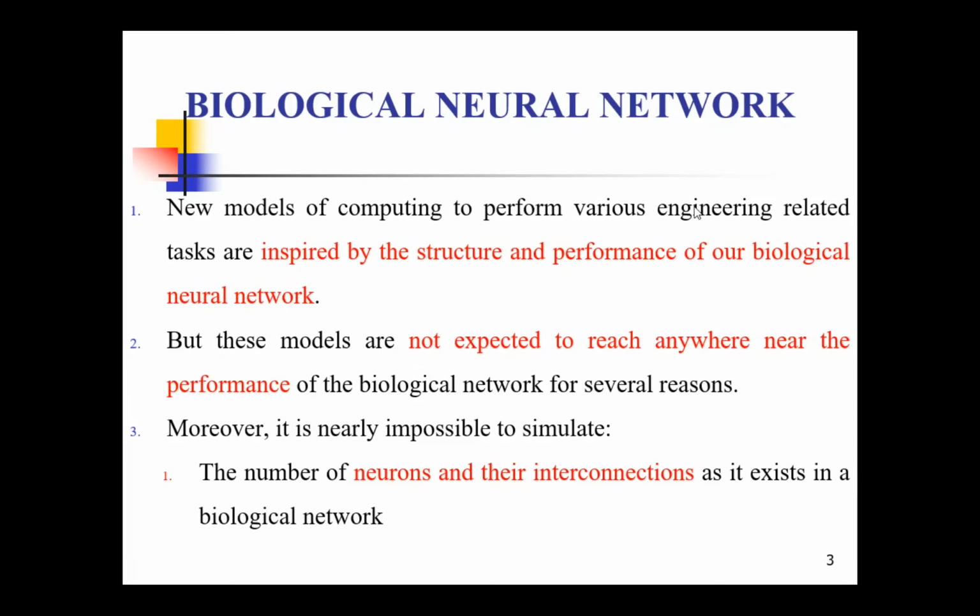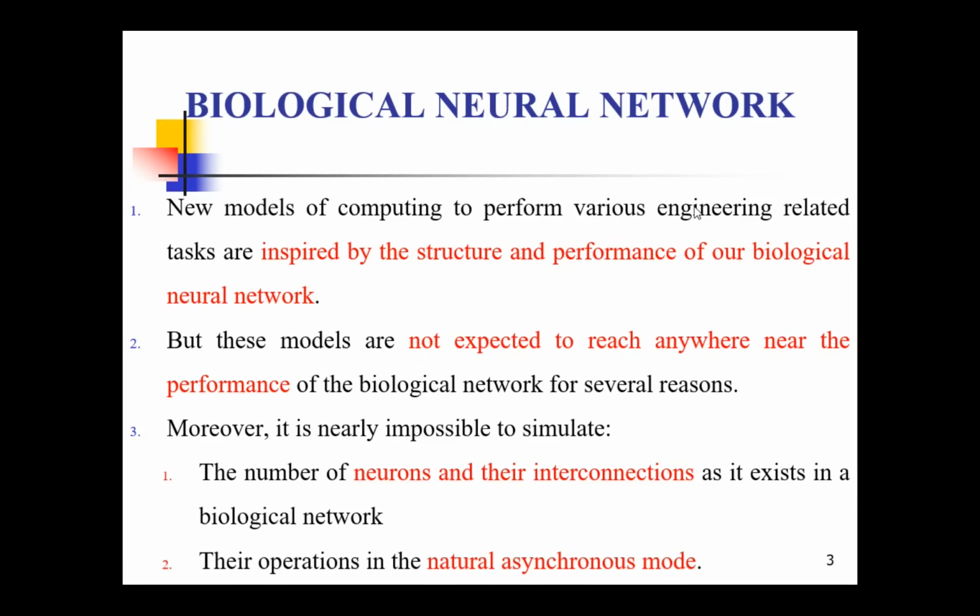If I consider a biological neural network, that is our brain, we have many neurons. We have 10 to the power 11 neurons and their interconnections. How these neurons are interconnected with each other so that the data gets transferred or processed.